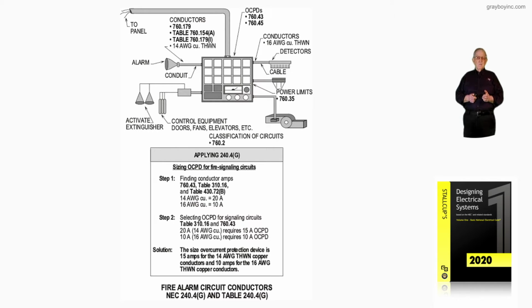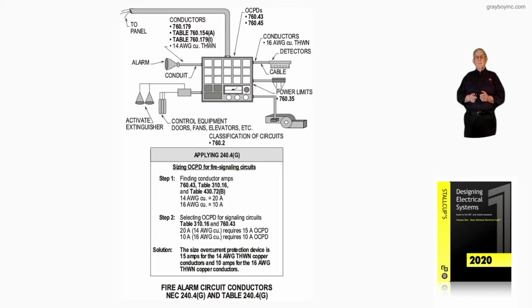notice the conductors, we would go to 760.179. We would review our Table 760.154(A). We could also apply Table 760.179(L). And notice number 14 AWG copper conductors. And that's either L or I there. You'd have to look that up. But we're using number 14 conductors routed over to that alarm.